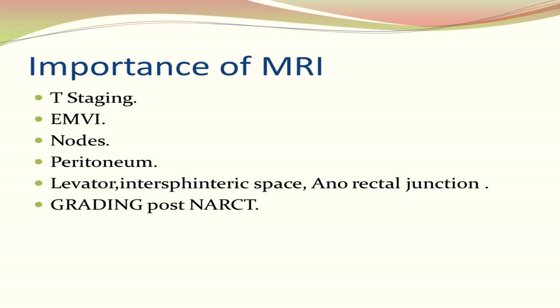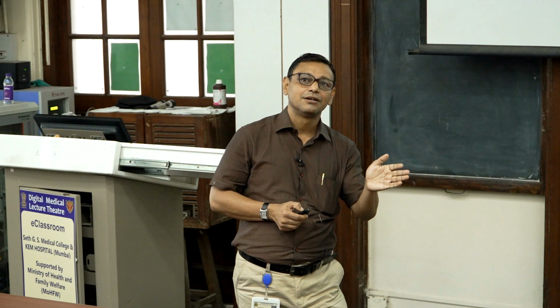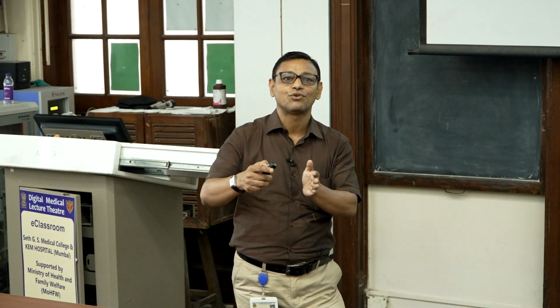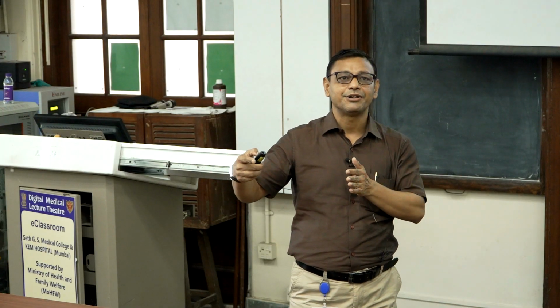So what is the importance of MRI? As I said, it will give an accurate T staging to the tumor. It will show the involvement of vessels. It will show the involvement of nodes. Again, there is a catch here. Not all nodes are positive for malignancy. There are certain criteria defined on MRI which will depict that this is malignancy. That again is based on size: less than 5 millimeter, 5 to 10 millimeter, and more than 1 centimeter.